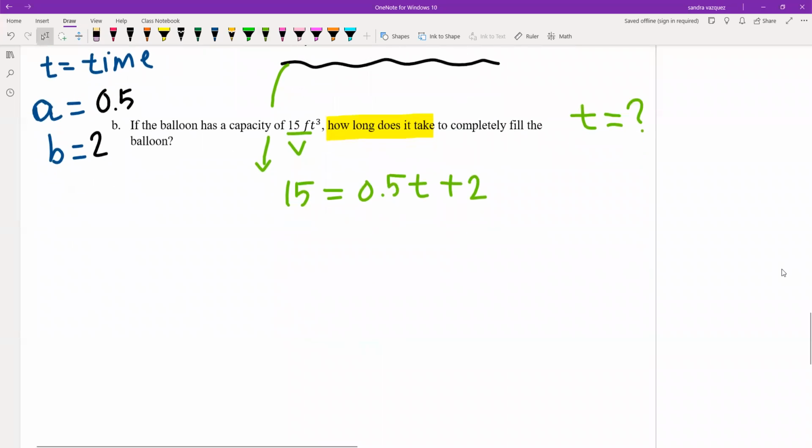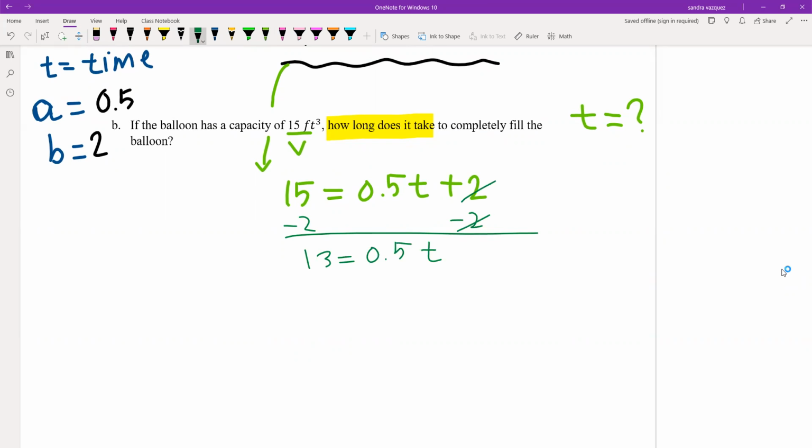I'm going to solve for t. First I subtract 2, which gives me 13. So 13 is equal to 0.5t. I'm going to divide both sides by 0.5. 13 divided by 0.5 gives me 26. So 26 is equal to t, so t is equal to 26.